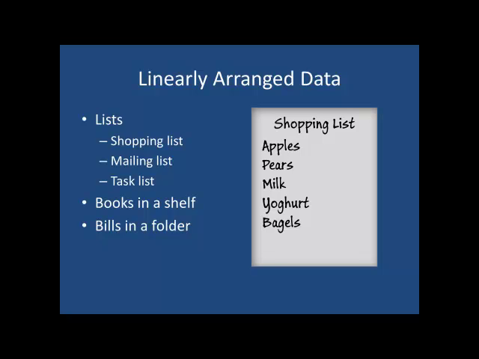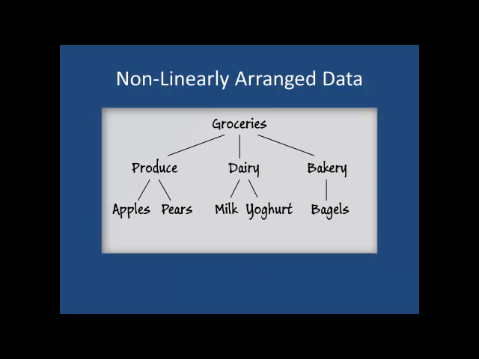A bookshelf arranges the books in a linear order as well. Or think about a folder with bills. The bills are placed in the folder, one after the other. There are other ways to arrange data. For example, we could arrange the shopping data in the form of a so-called tree, where we split the data into three parts: produce, dairy, and bakery. In this tutorial, we will study sequentially arranged data only.